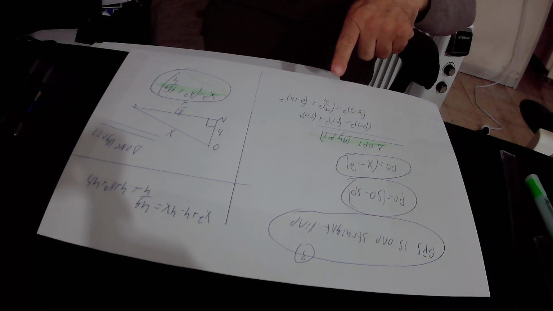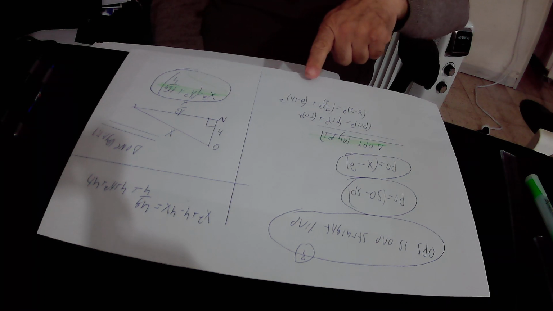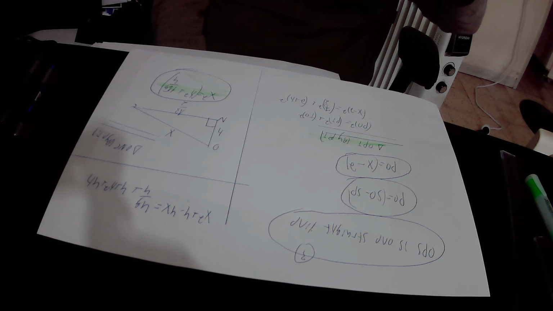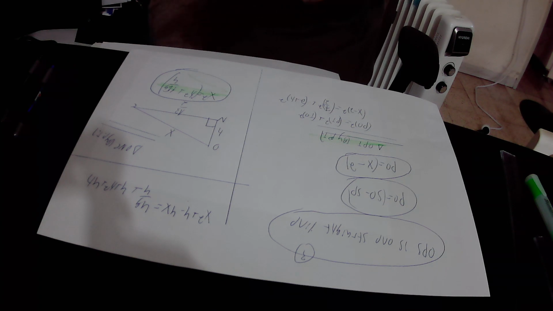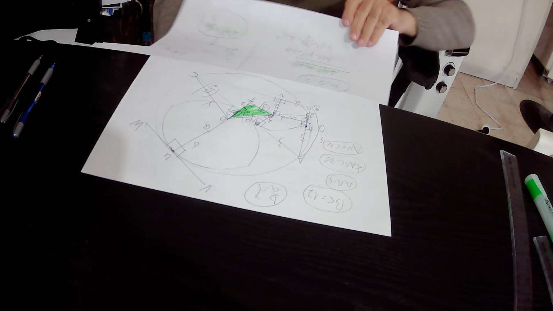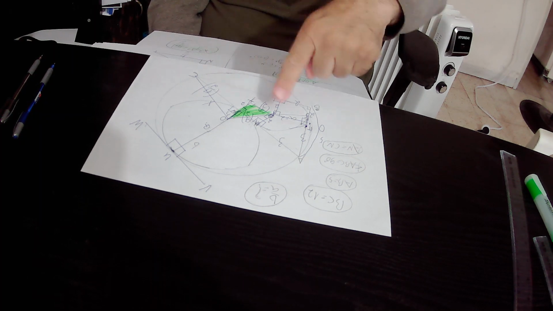7 over 2 squared equals 49 over 4, plus (2 plus h) squared. (2 plus h) squared equals 2 squared, that is 4, plus h squared plus 4h. Then we joined points O and C together by a straight line.